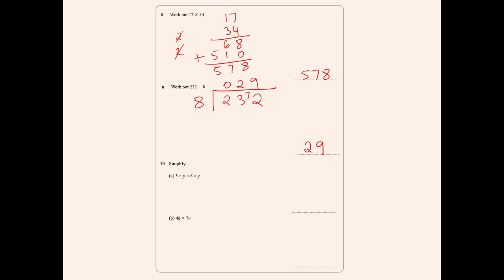Next, algebra on question 10. These are very popular questions on GCSE Maths Foundation. So 3 times p times 6 times y. So number times number, which is 3 times 6 is 18, and p times y, py. Always try to write in alphabetical order. Question B, 4 times 7 is 28. And k times n is kn.